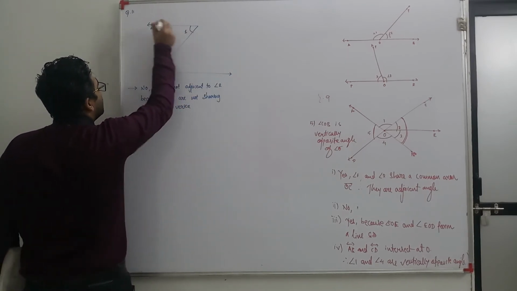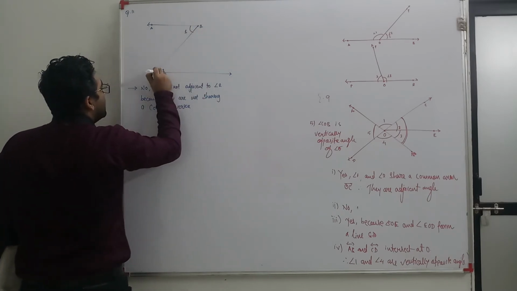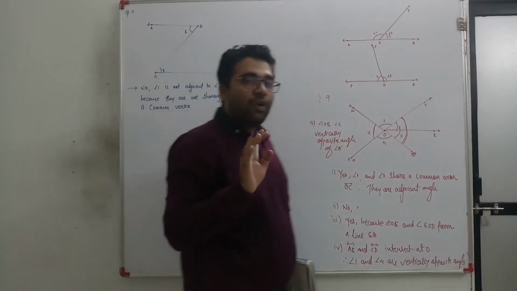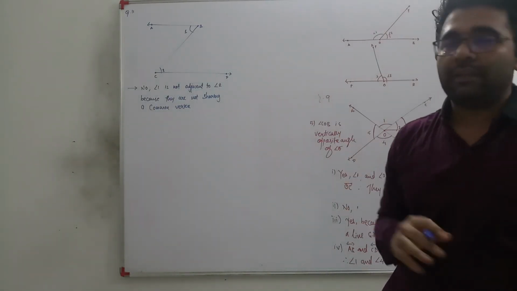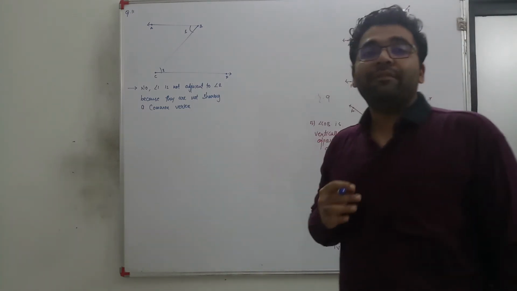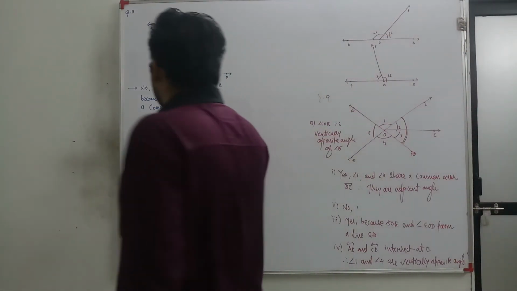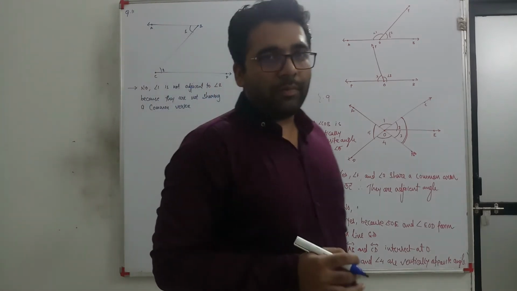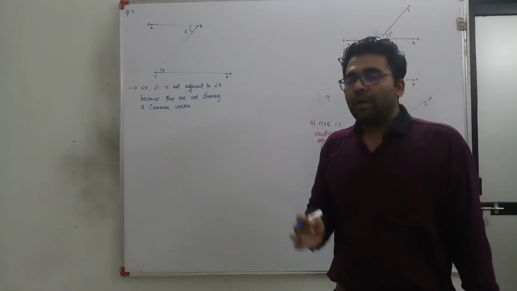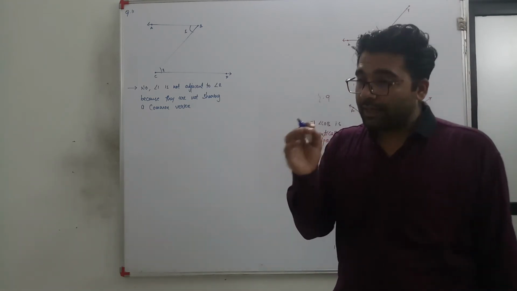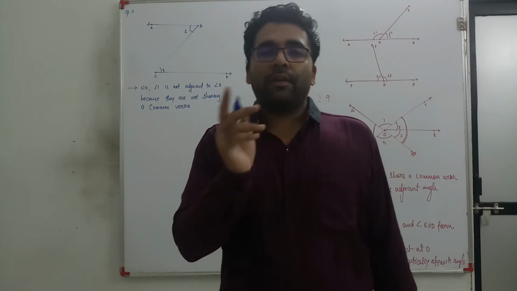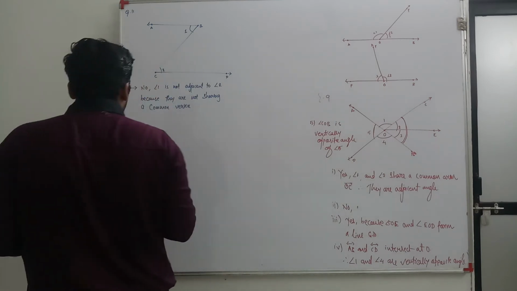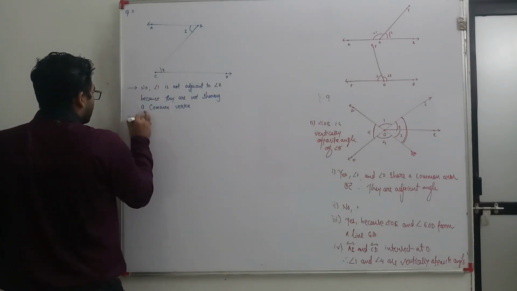Here I am writing like this: A, B, C, and D. If I write like this, then what they are sharing is a common arm, that is BC. But they are not sharing a common vertex. That's why we are saying that they are not adjacent angles. For adjacent angles, they share a common vertex, they share a common arm, and they are not part of each other. Now let me see the next question, that is question number 12.